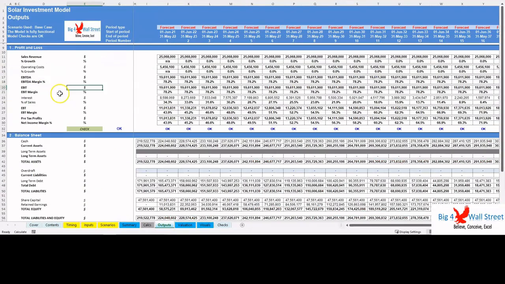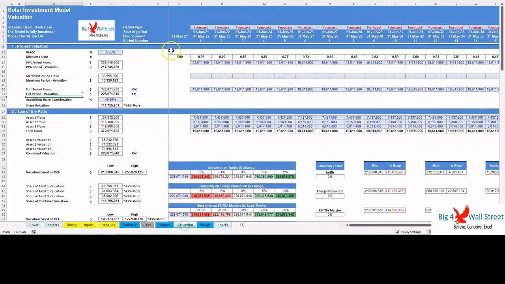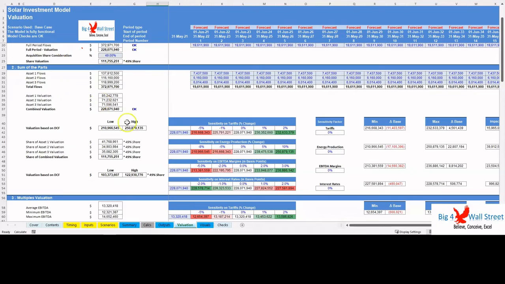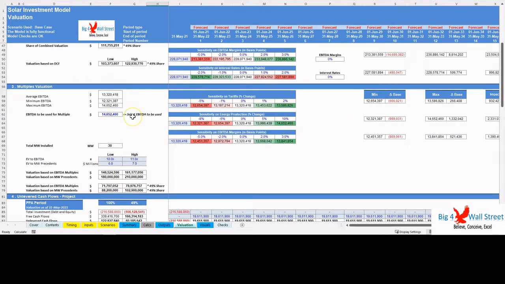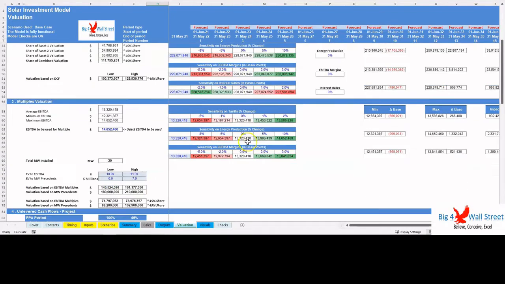In the Outputs tab, everything is aggregated here into the relevant statements: profit and loss, balance sheet and cash flow. In the Valuation tab, a valuation is performed for the entire project as well as for each asset separately. A series of sensitivities are performed on the discounted cash flows or in the multiples valuation.